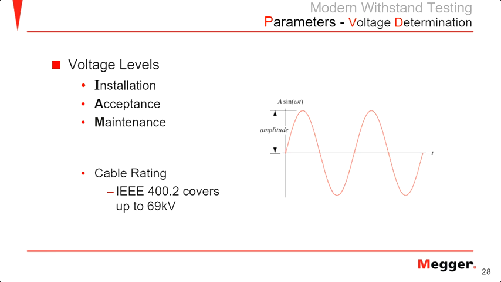Again, this is just voltage determination. This is determined by 400.2, and it covers cables up to 69 kV. So this is pretty straightforward. You can easily do it.